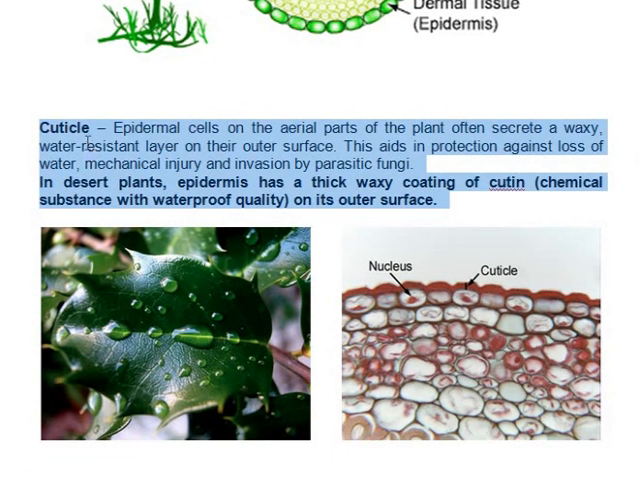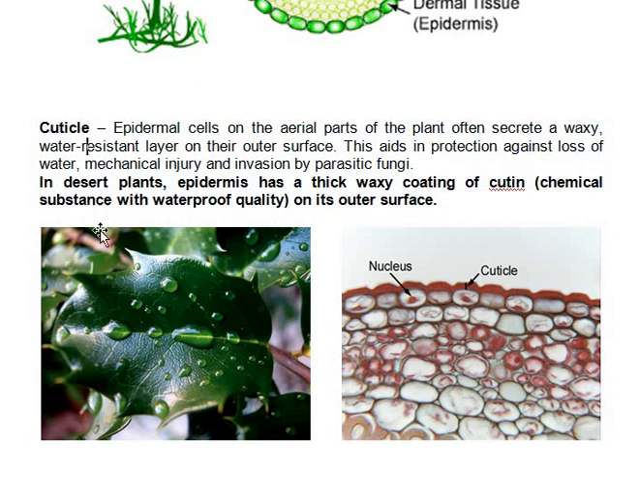The first one is the cuticle. If you have ever seen the leaf of the lemon, you will find that it is very shiny. The outer covering is very shiny and waterproof. It's nothing but the waxy covering of a substance known as cutin, which is a waxy substance, and that cutin is released by the epidermis towards the outer side, and this waxy layer is known as the cuticle, which prevents the loss of water and prevents the plant from desiccation.